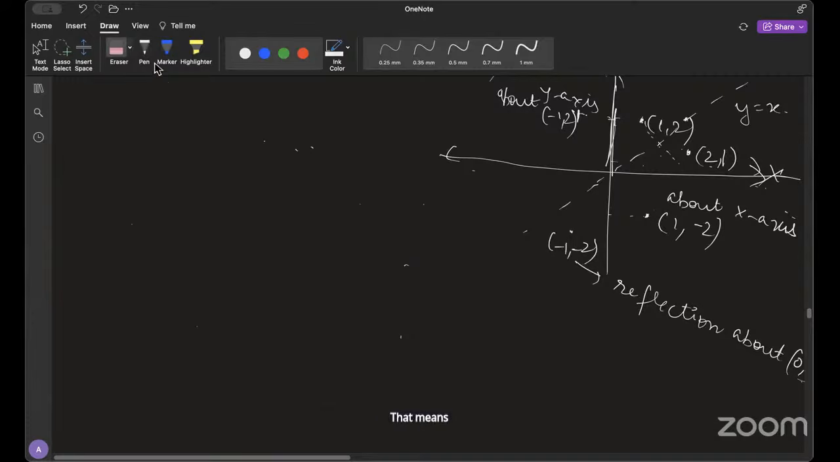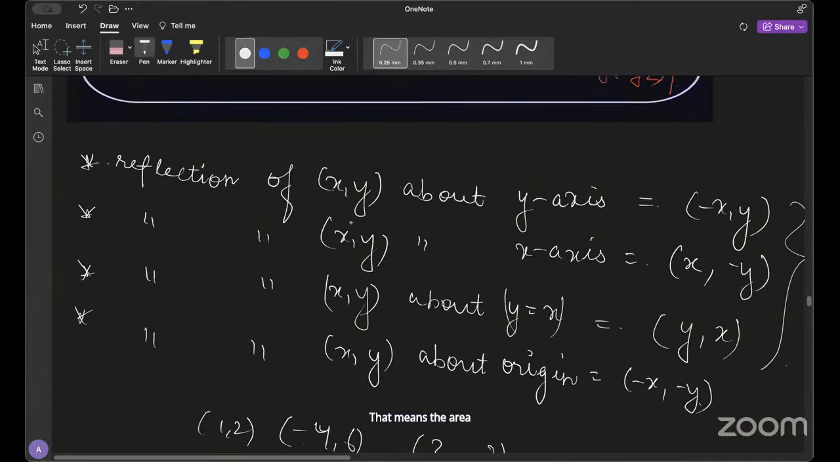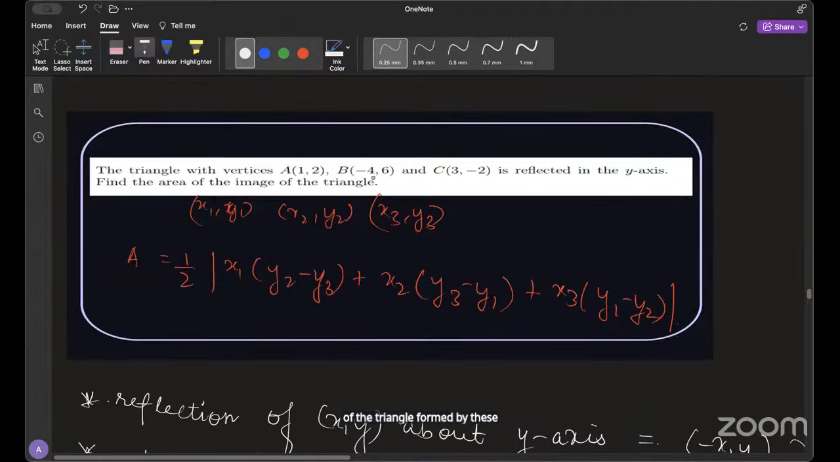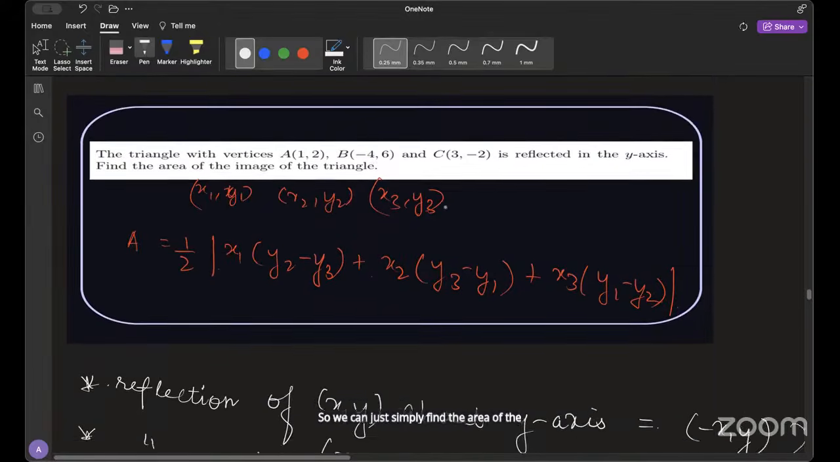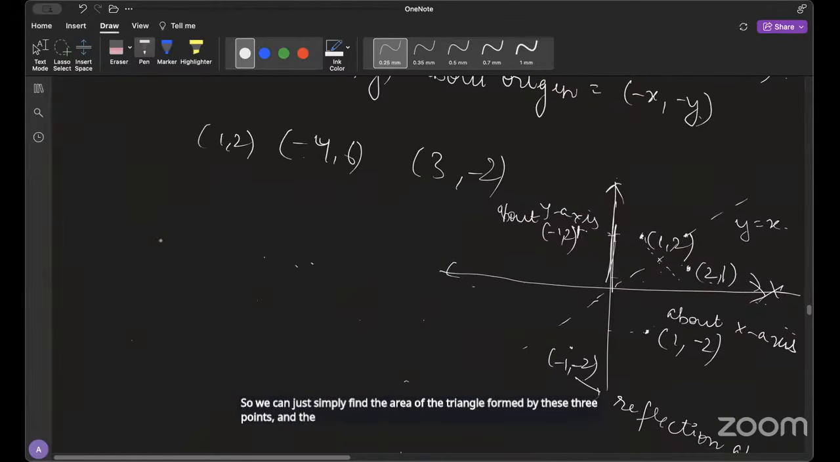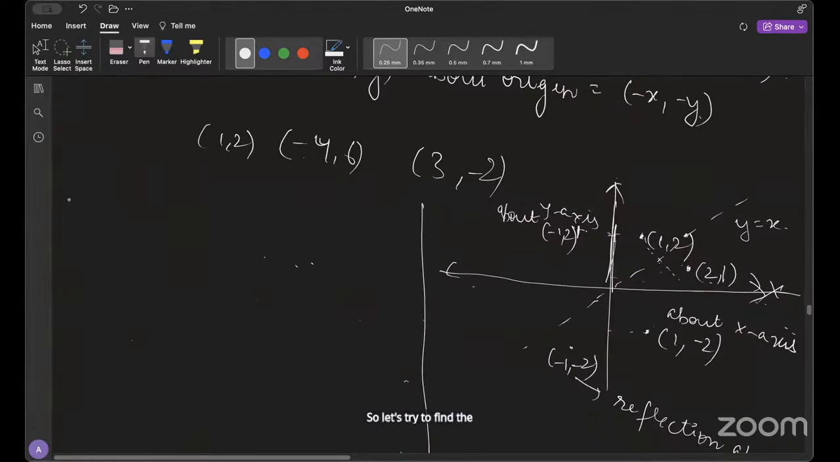That means the area of the triangle formed by these 3 points is the same as the area formed by the reflection of these 3 points about the y-axis. So we can just simply find the area of the triangle formed by these 3 points, and the points were these, right? So let's try to find the area. So area is half. Let's call these x1, y1, x2, y2, and this is x3, y3.